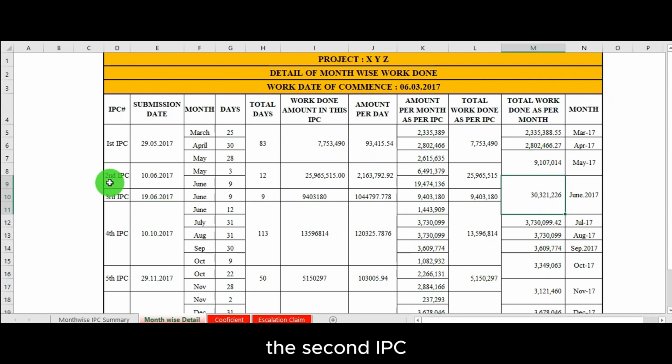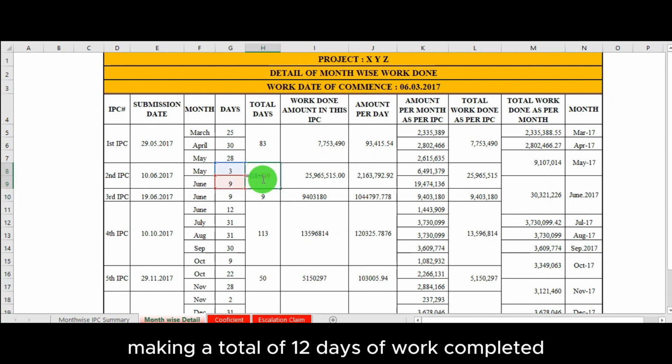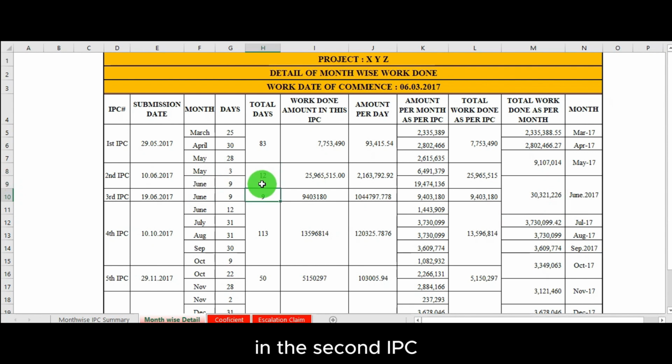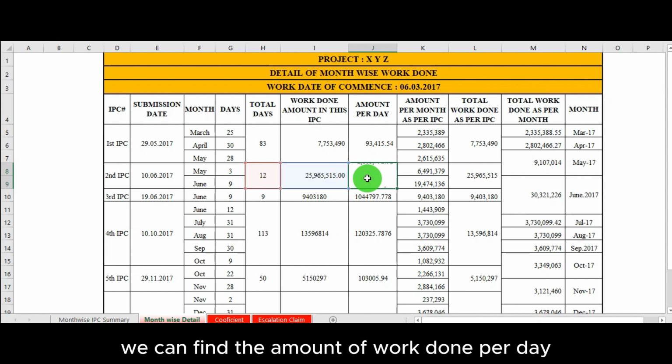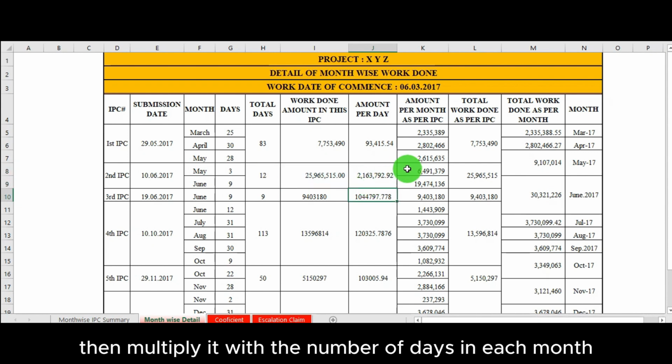The second IPC was submitted on 10 June 2017. It included 3 days from May and 9 days from June, making a total of 12 days of work completed in the second IPC. This work amount is rupees 25.96 million. By dividing this by the total number of days, we can find the amount of work done per day. Then multiply it with the number of days in each month.